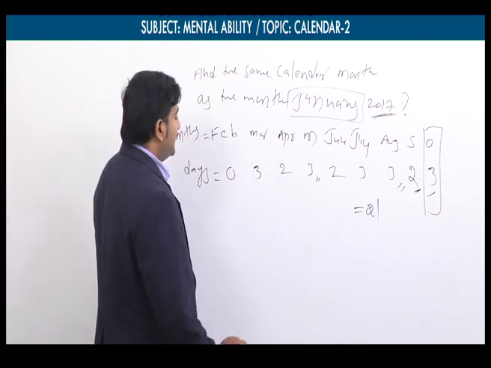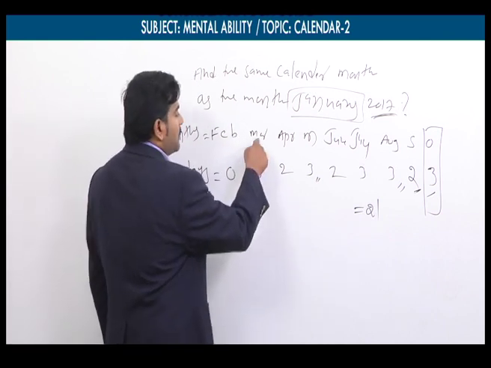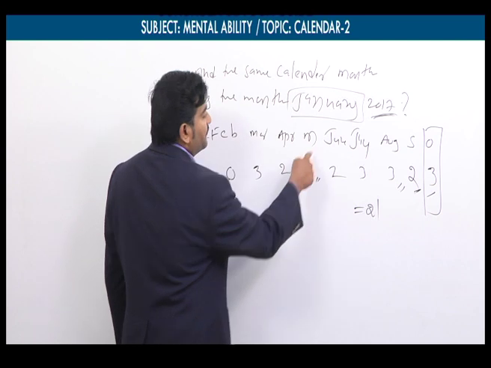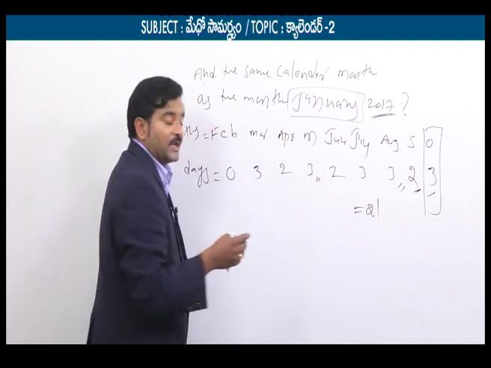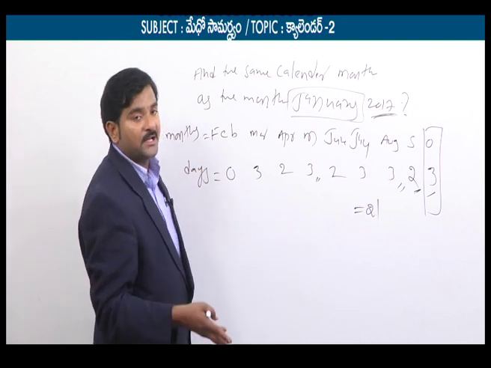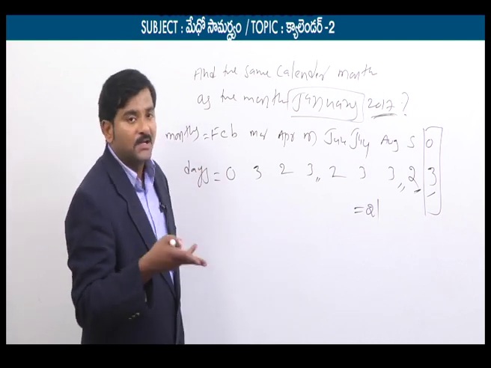Once again, my dear students, February means 0, March means 3, April means 2, May means 3, June means 2. These odd days you know already. If it is having 31 days, 3 odd days. If it is having 30 days, 2 odd days.